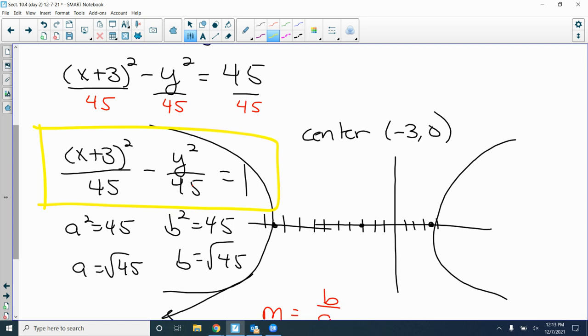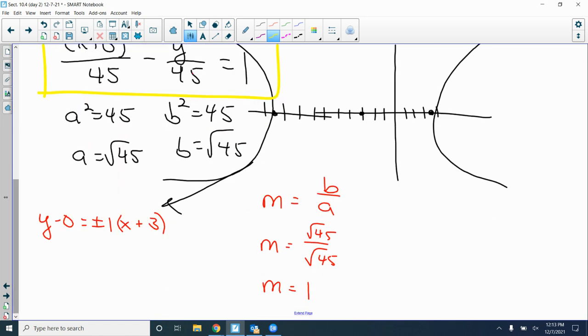Slope. Okay, what's the slope going to be? Bryson? 1. It's going to be 1 because it will be b over a. It will be square root of 45 over square root of 45. That's just going to reduce to 1. So when you're writing the equation of the asymptote, did it not ask for the foci for any of them? No? Okay, that's fine. The equation of the asymptote should be y minus 0 equals plus or minus 1 times x plus 3.